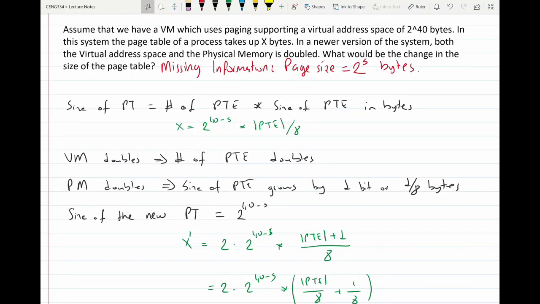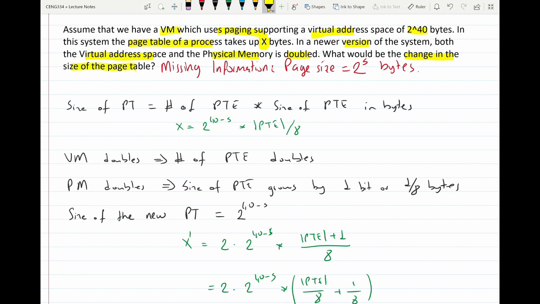Now let's go over the quiz question that we had asked last week. So we had a virtual memory system which used paging and that would support virtual memory of 2 to the power 40 bytes. And in the system, we said that the page table of a process takes up X bytes. And we said that we have a newer version where the virtual address space and the physical memory are doubled. Then the question is, what would be the change in the size of the page table?